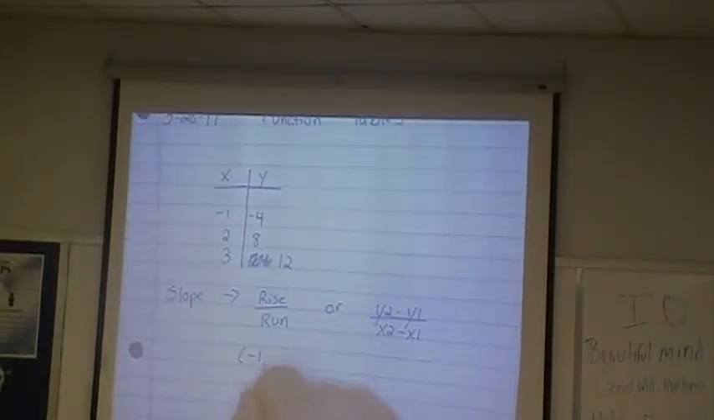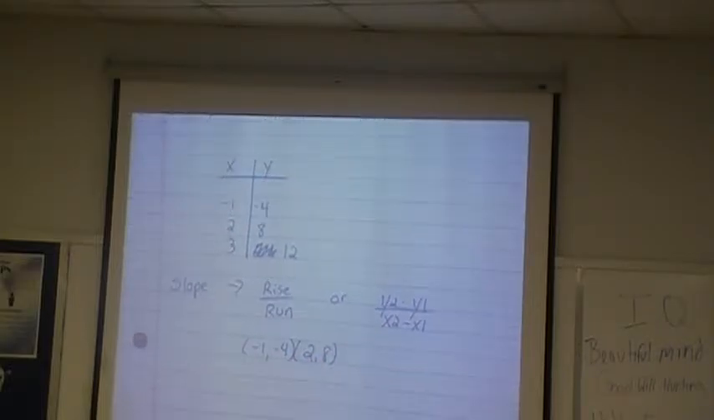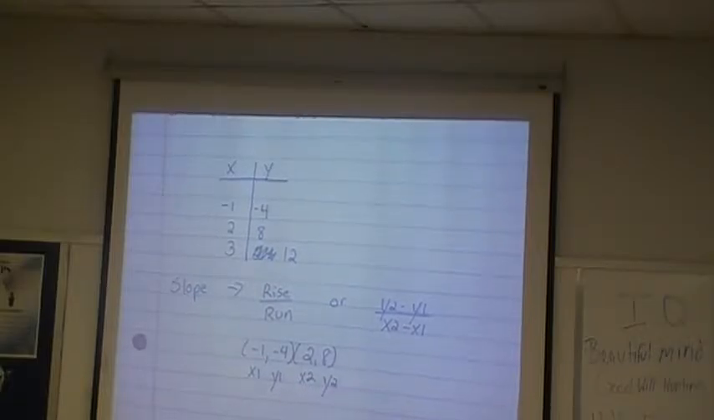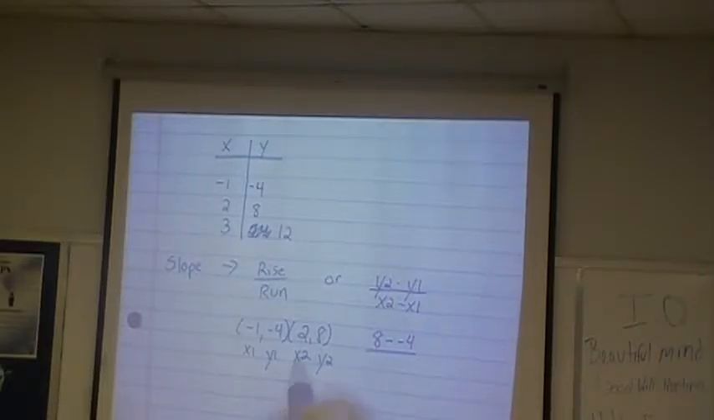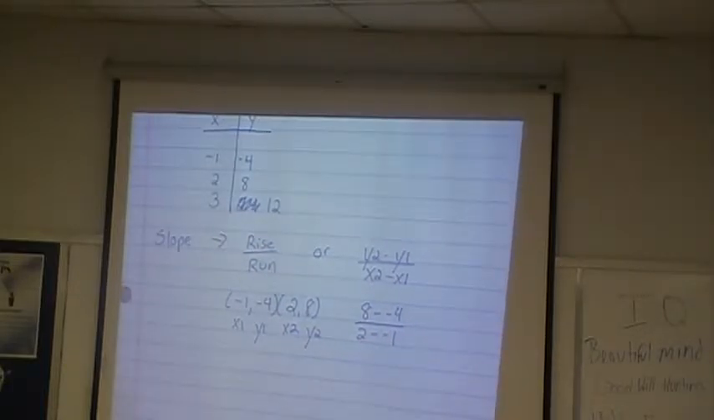And I can pick my points. Just my first 2 sets of points, and I can label them x1, y1, x2, y2. And then I plug those points back into my formula. So y2 is 8 minus -4. And then x2 is 2 minus -1. I kind of like this one because it has some negatives in there.